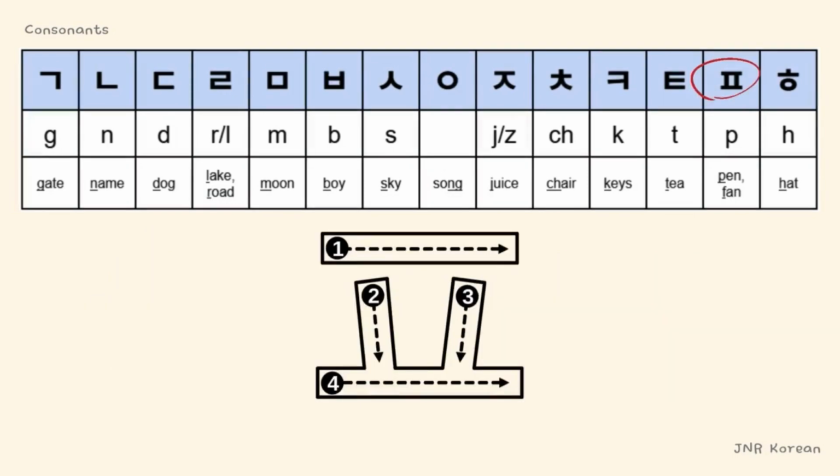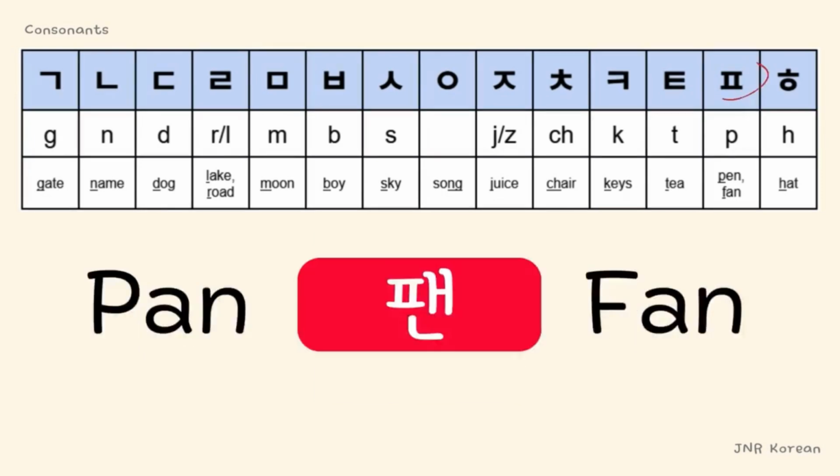The next consonant is 피읍. When writing 피읍, draw a long line at the top from left to right, then draw two short vertical lines, then block the bottom with a long line. In Korean, there are no separate consonants to distinguish between P and F in English. So if you write pan or fan in Korean, they both become the same. Meaning can only be distinguished by context.